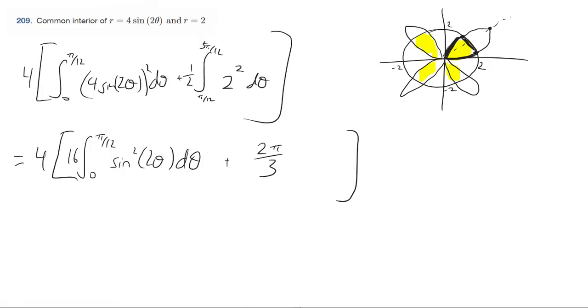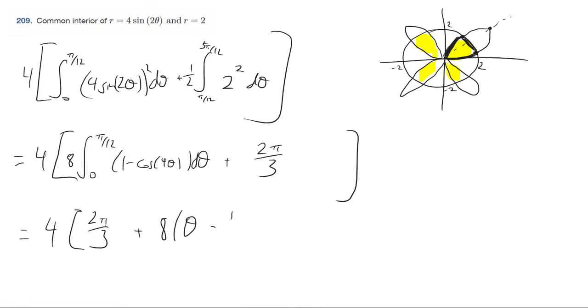Now for the sine squared theta, how do we evaluate this integral? We need the half angle identity. So it'll become 8 times (1 minus cosine of 4 theta) d theta. I'm going to swap the order: 2 pi over 3, and then plus 8 times (theta minus one fourth sine of 4 theta), evaluated from 0 to pi over 12. Or maybe let me use parentheses over here instead.